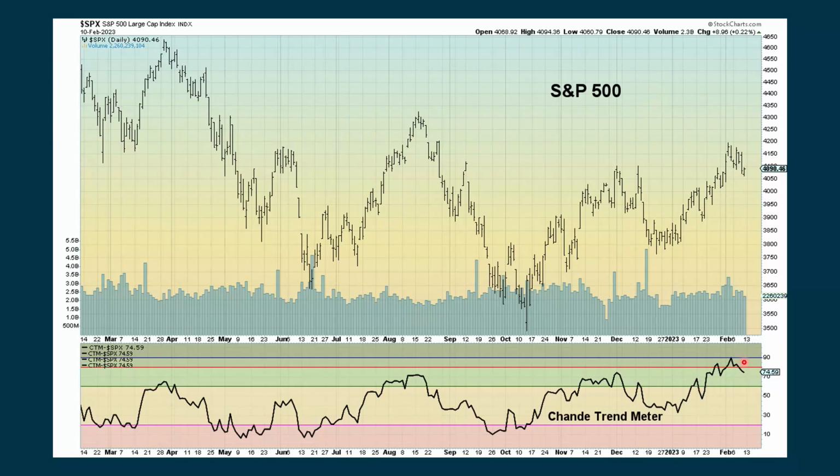The Sean trend meter, which I did show in a couple of videos earlier this week when we were getting extreme positive, it's now started to come back down and is no longer giving an overbought signal.